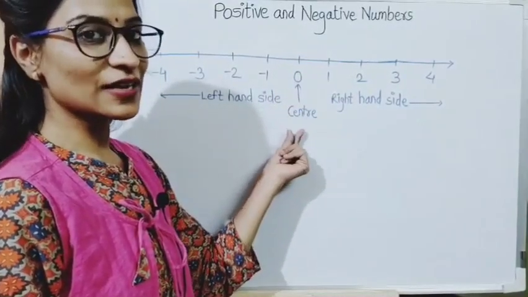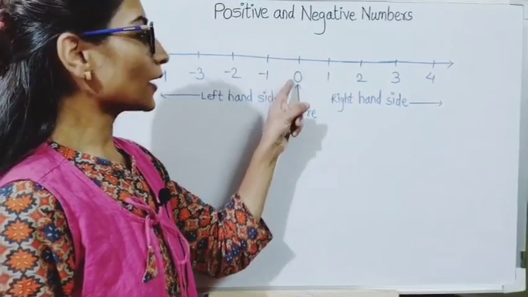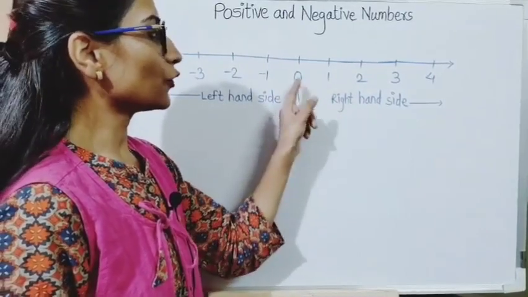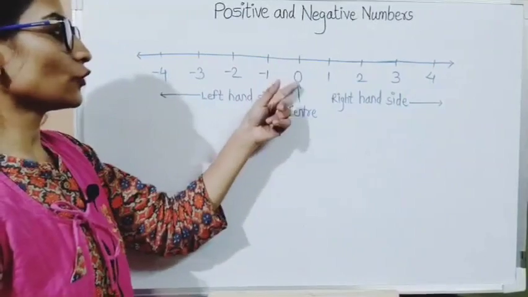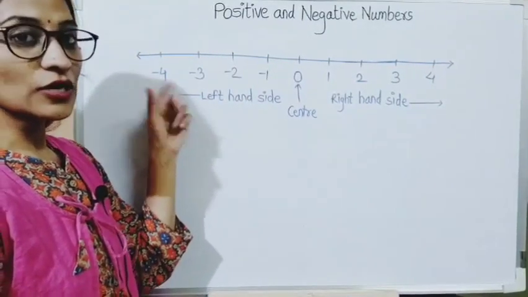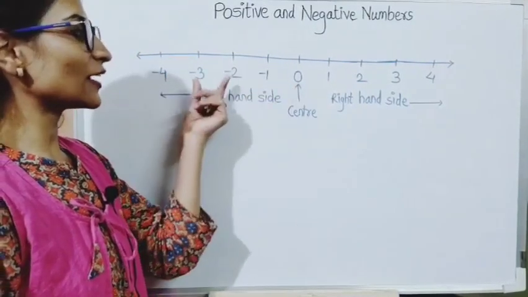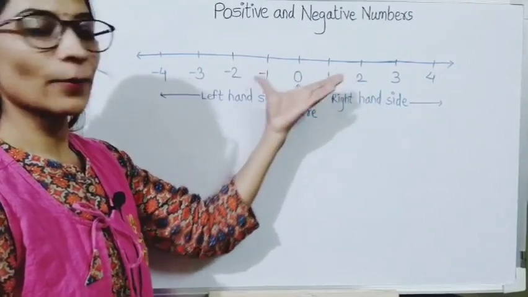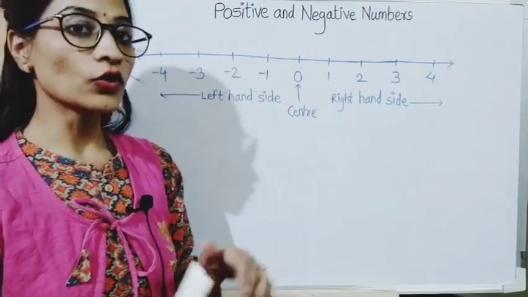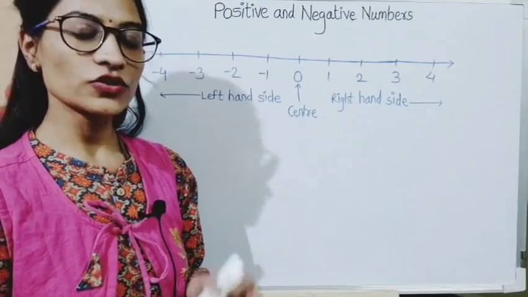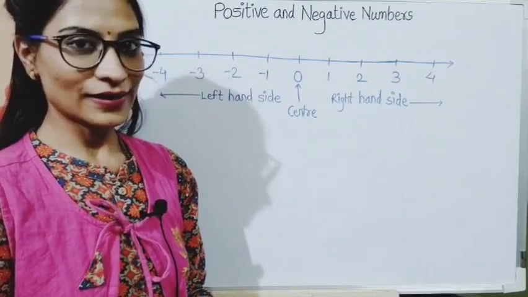On the right hand side of this 0 there are positive numbers, and on the left hand side of this 0 there are negative numbers. So in this way we can situate negative numbers, 0 and positive numbers on this number line. Now we will discuss arithmetic operations for positive and negative numbers.